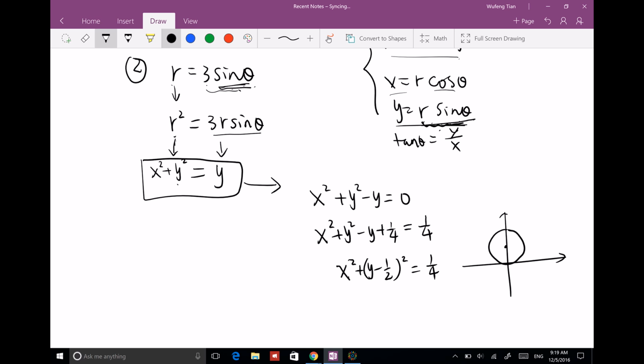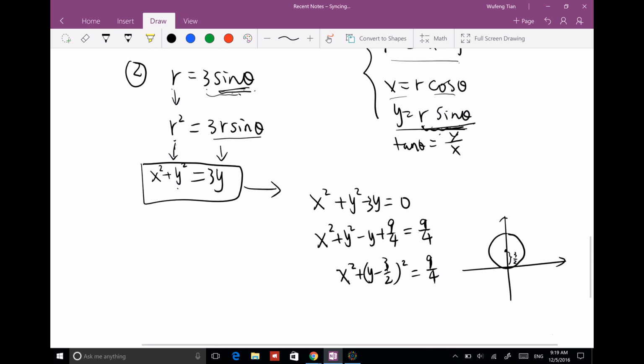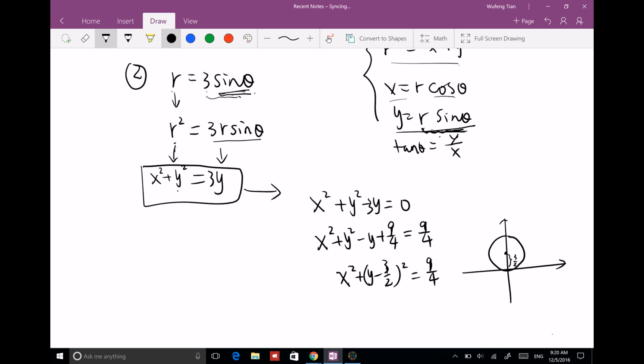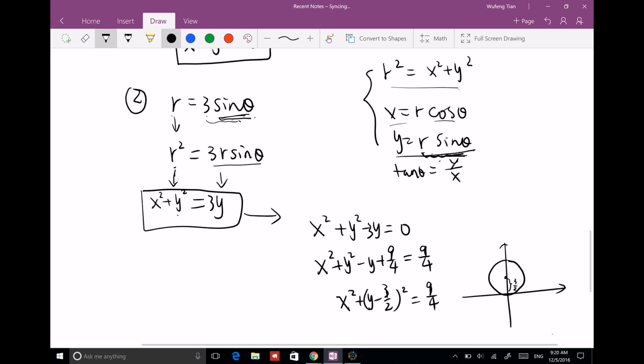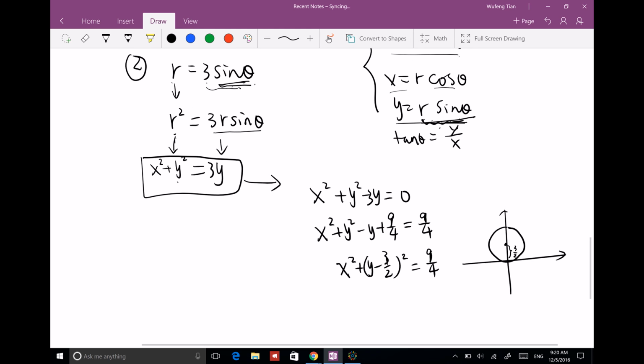Oh, I think I made a mistake here because it's 3y. My bad. It's 3y. I missed a 3 here. So it's 9, and this should be 3/2. Okay. Does that make sense now? All right, great. So now we can tell this is centered at (0, 3/2), and the radius is 3/2. So this is how you convert a polar equation into a rectangular equation.